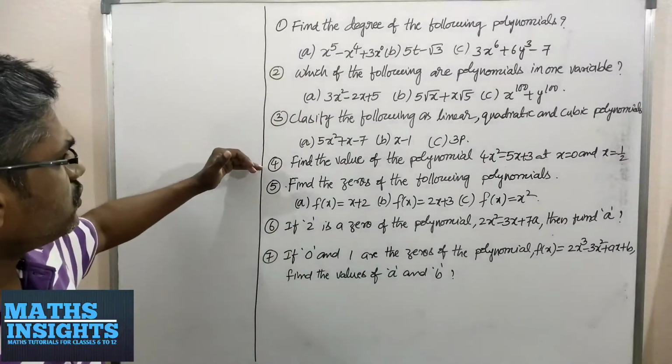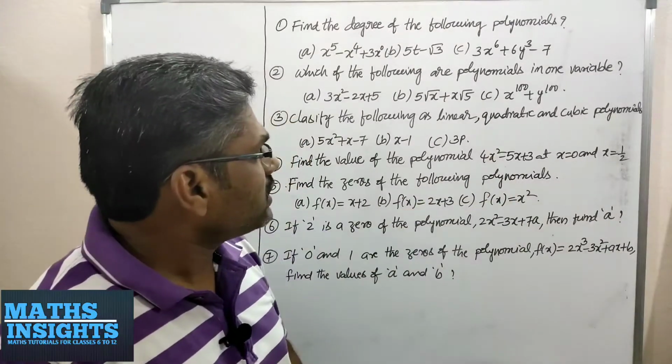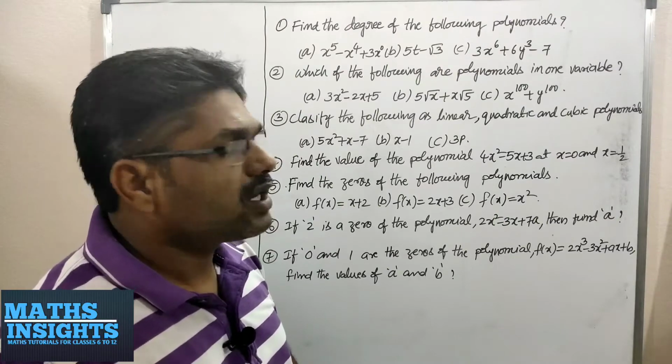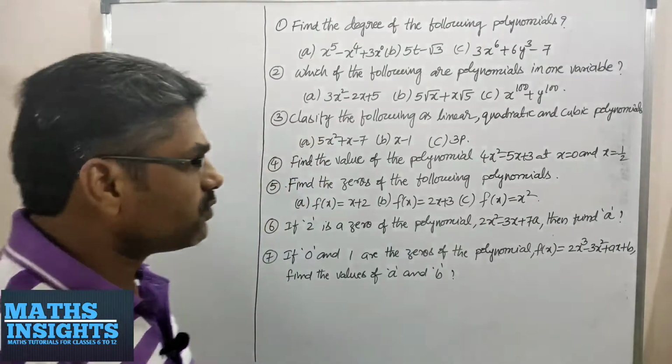Coming to the fourth question. Find the value of the polynomial 4x square minus 5x plus 3 at x equals 0 and at x equals 1 by 2. Okay, we will solve this problem.